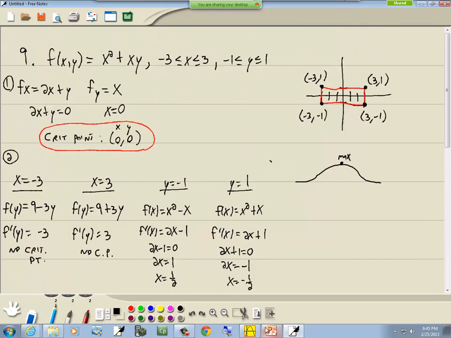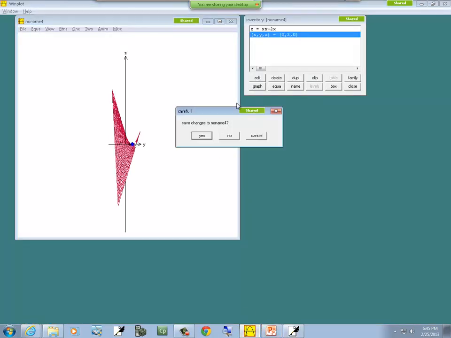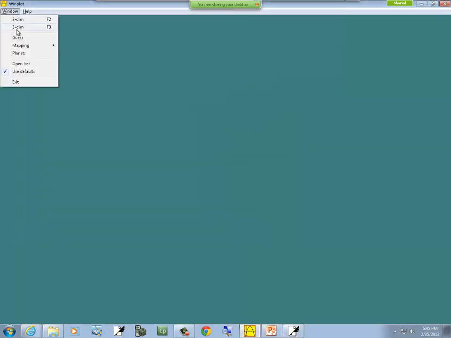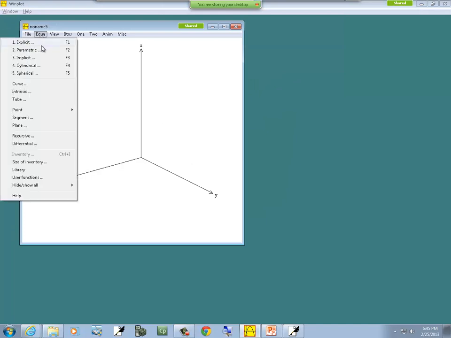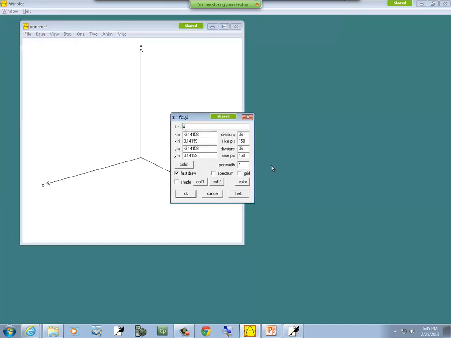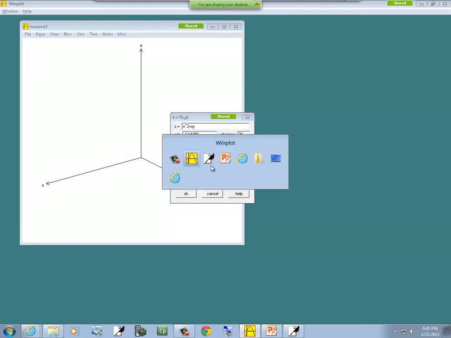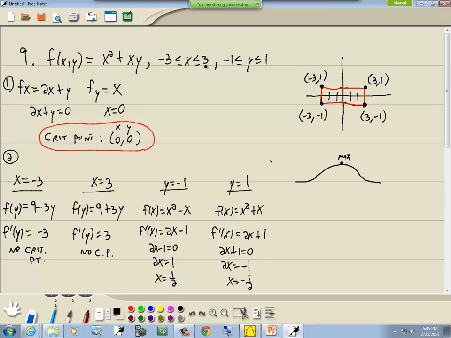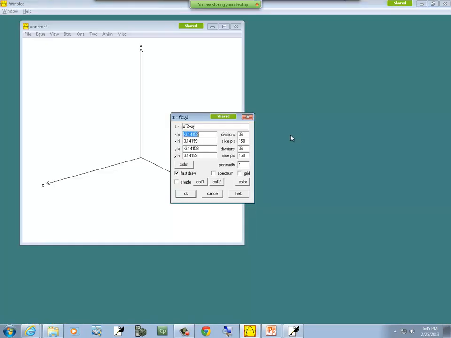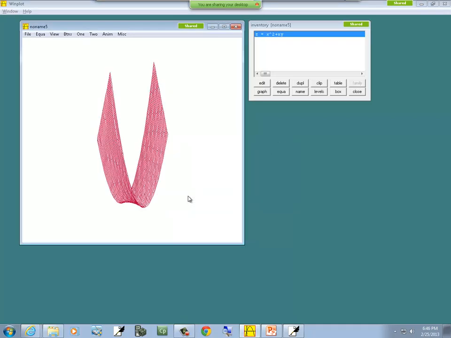Get x squared plus xy. So you got equation, explicit, x squared plus xy. Now our x low, x high, y low, and y high, I'm going to get those so they match here. -3 to 3, and -1 to 1. And I'll click OK. Now I'm going to do View, Axes, Axes. And let me put the points on there that we found.